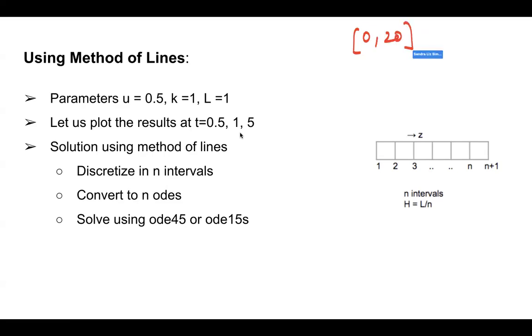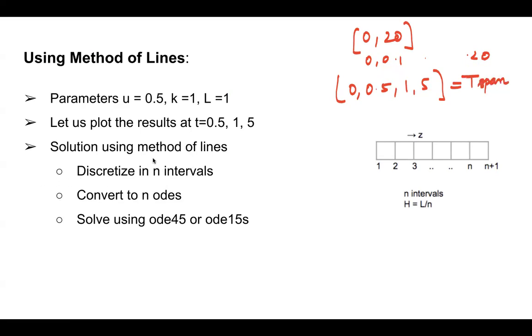So what happened in my solution, I had a value at 0, 0.1 till 20. If I'm only interested in this particular interval, my initial time is 0. And then the time intervals I'm interested in are 0.5, 1, and 5. I have to give this as my t-span. This we have already discussed while we were doing the ODE solver. So this will be my t-span.